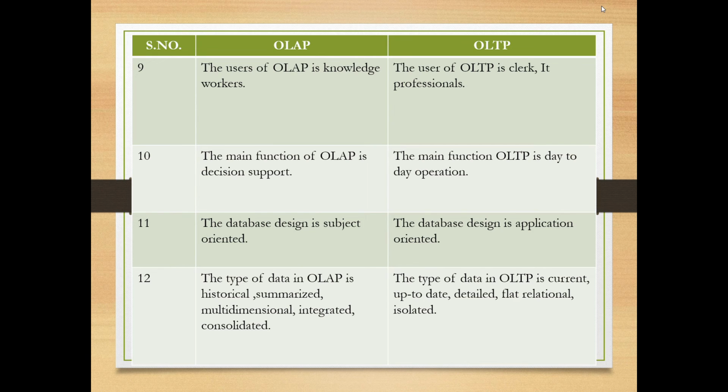The design of the database in OLAP is subject oriented, and the design of OLTP is application oriented because it is based on some particular application, like a banking database or an airlines database. Now the type of data in OLAP is historical, summarized, multidimensional, integrated, consolidated. And the type of data in OLTP is current, up to date, detailed, flat, relational, isolated.